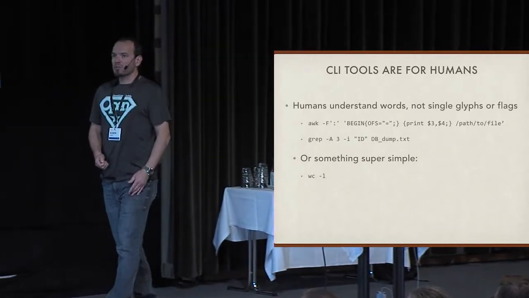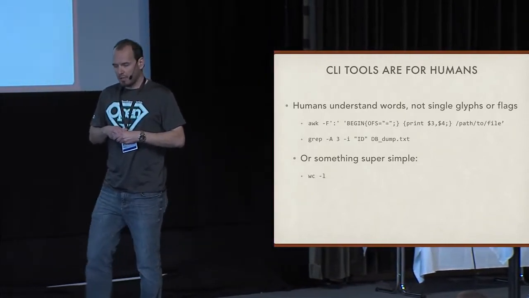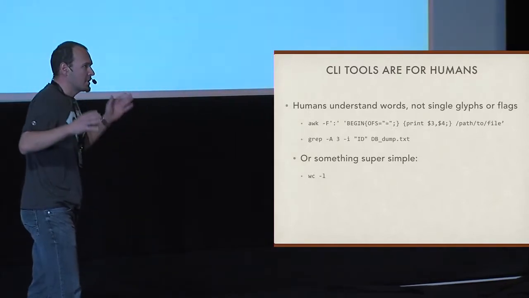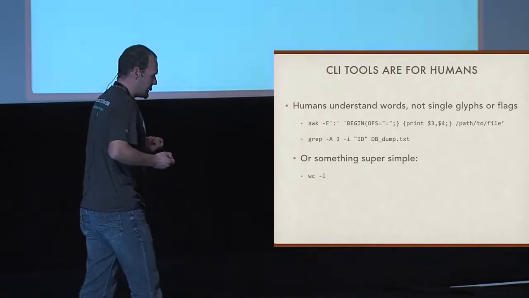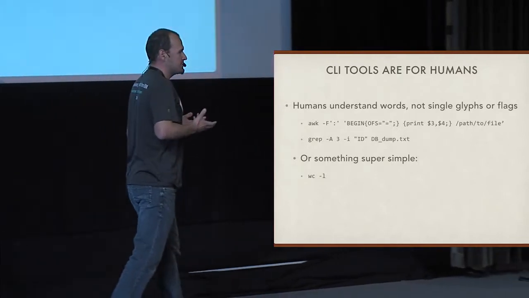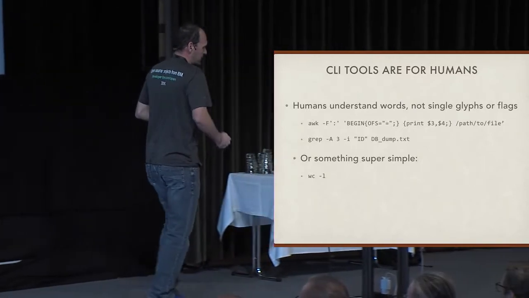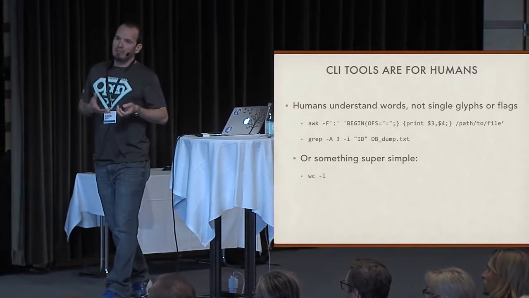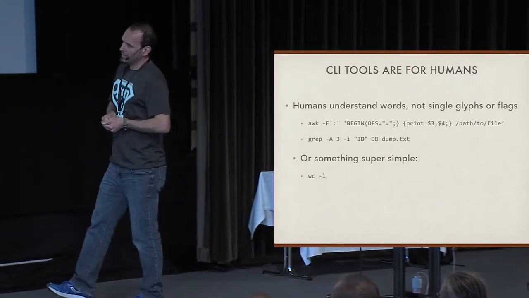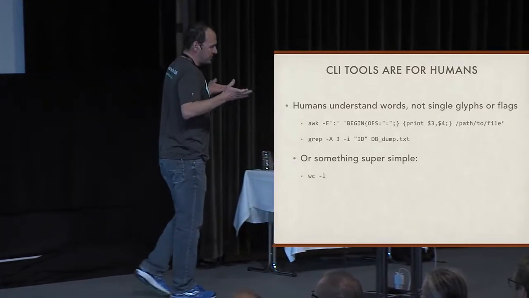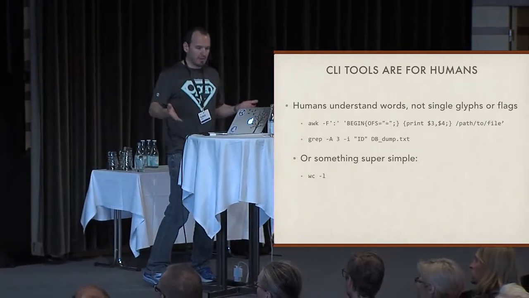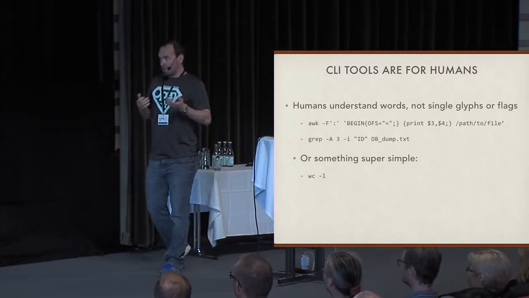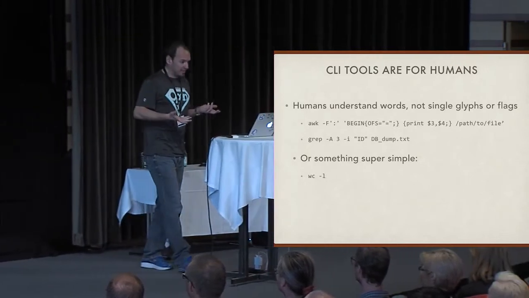So we shouldn't keep perpetuating these patterns of trying to condense meaning in a one-letter word. I mean, words can be expressive, and these will make your tool easier to use. You don't have to be incredibly complex. You can do something as simple as this: if you have never used the word count command, what does that L mean? If you never use it, you don't really know. You need to Google it or find it somewhere else. If that command were written something like WC lines, then you would know what it does. It's counting the lines.